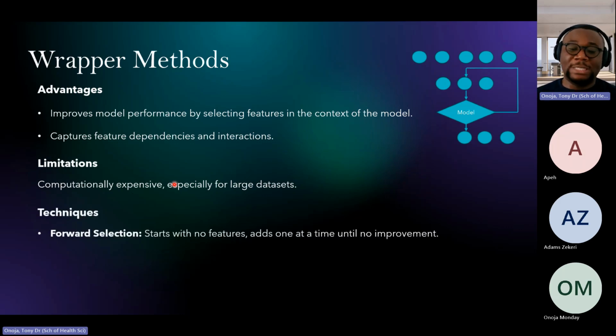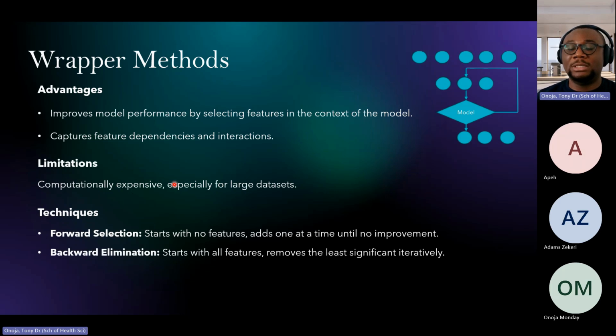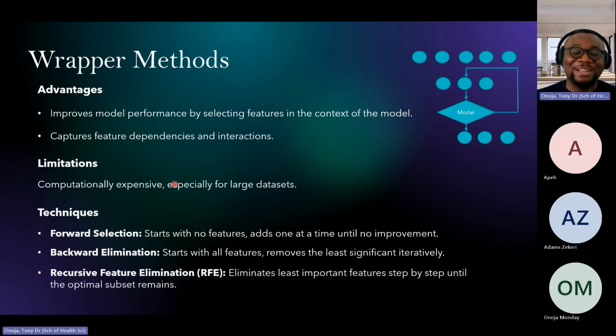So the forward selection starts with no feature. It adds one at a time until no improvement. The backward elimination, on the other hand, starts with all the features and removes the least significant feature iteratively. So you see, it makes sense. Anywhere you go, you can come from the back or you start from the forward approach. Then the recursive feature elimination approach eliminates the least important features step by step until the optimal subset remains.